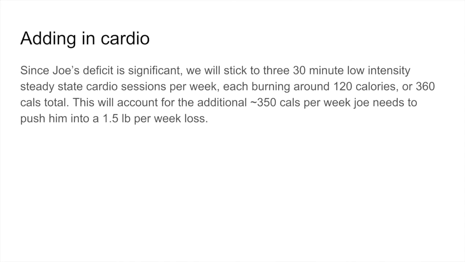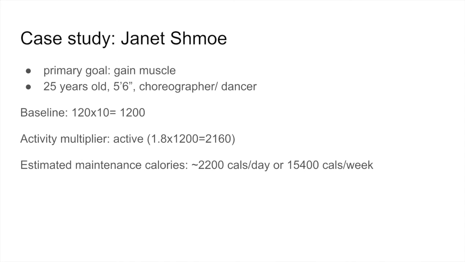However, low intensity steady state is time consuming and doesn't burn very many calories, whereas higher intensities are quicker and burn more calories, but they are more fatiguing. So since Joe's deficit is fairly significant, we will stick to 3 30-minute low-intensity steady-state cardio sessions per week, each burning around 120 calories, or 360 calories total.